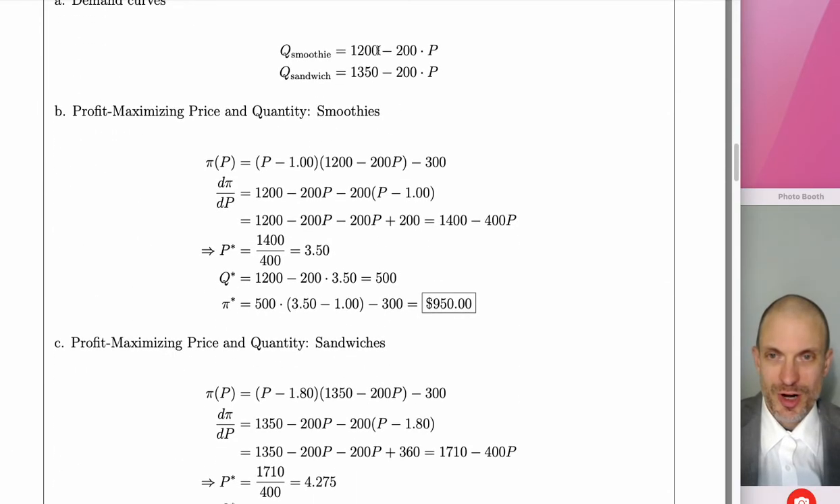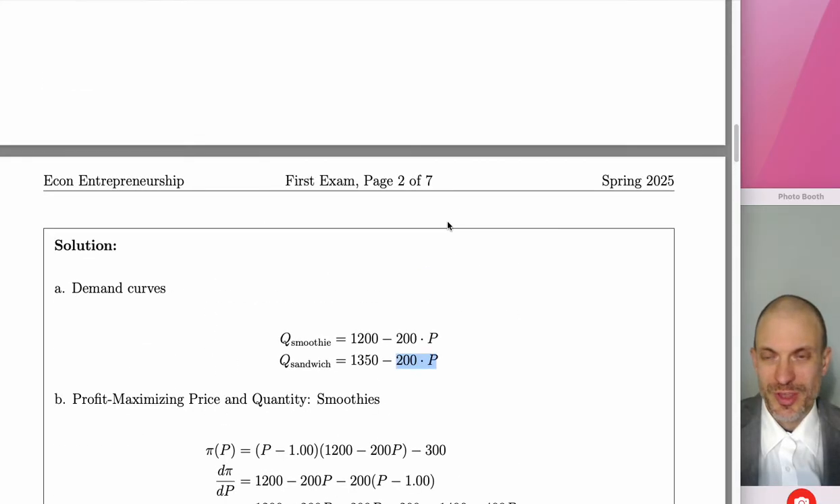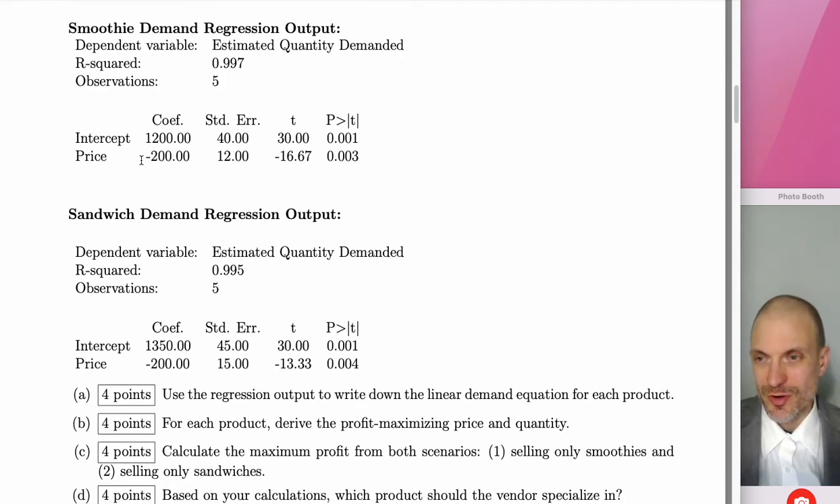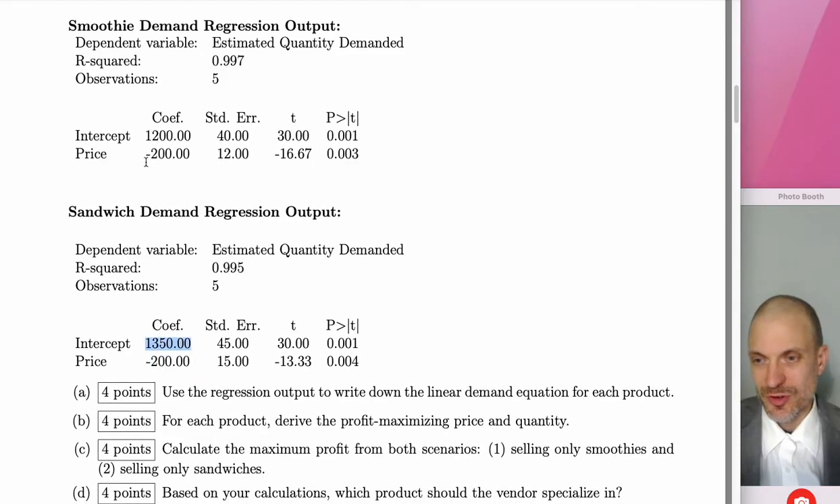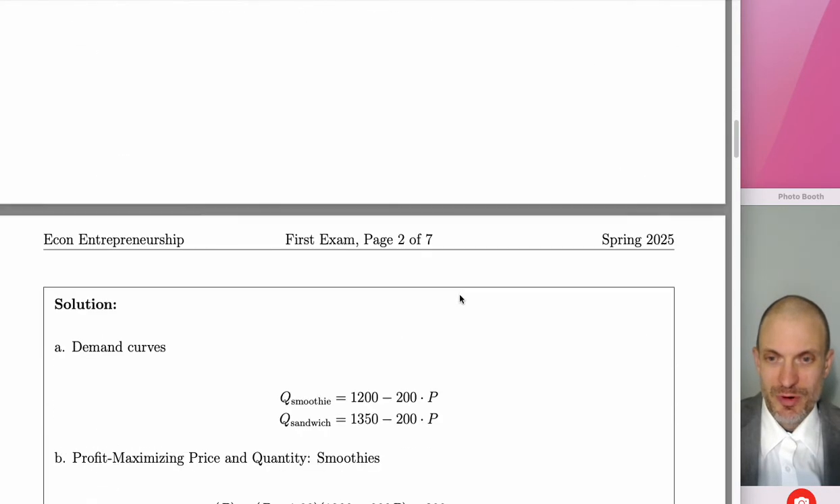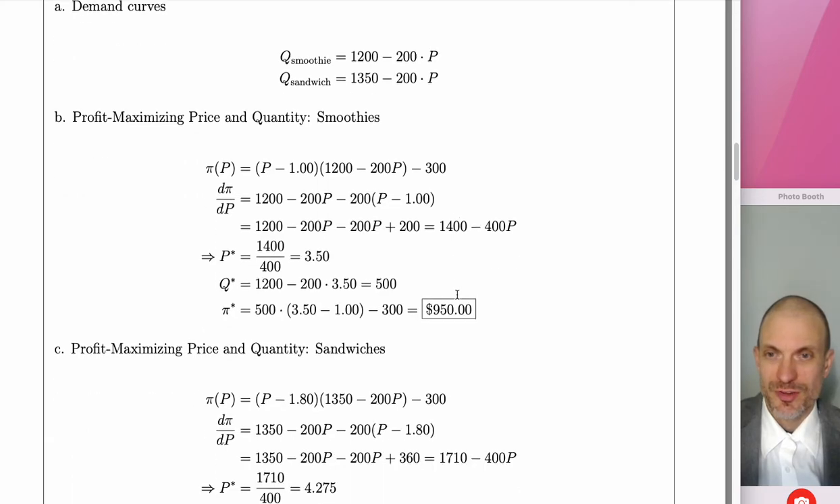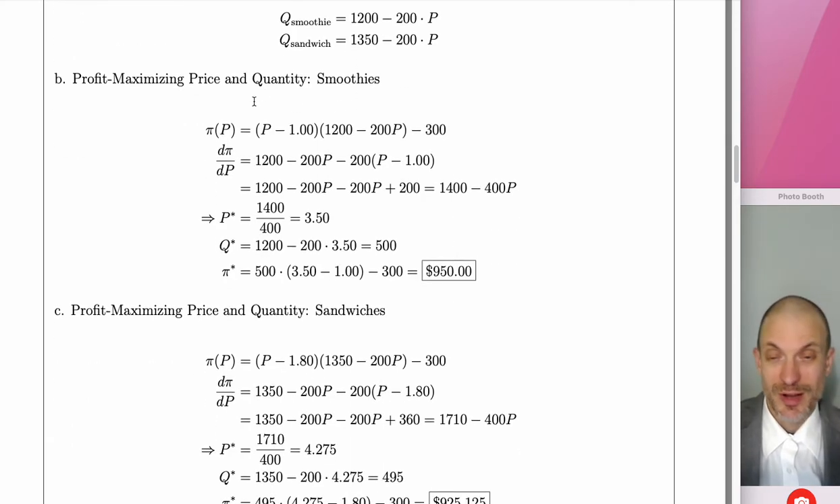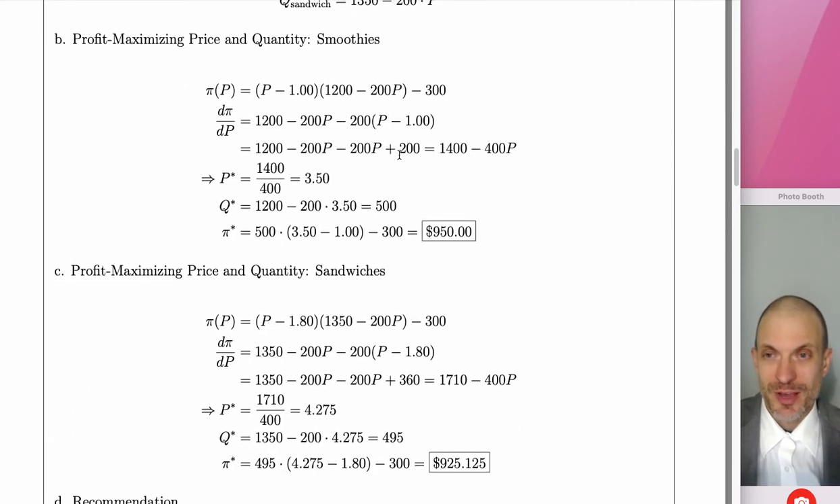This is just from recovering the coefficients. This was the intercepts, and then the slopes on price in both cases was 200, right? My coefficient on price was 200 in both places. So here's my 2 intercepts. And there's my respective demands for smoothies and for sandwiches. Then we need the profit maximizing price and quantity.